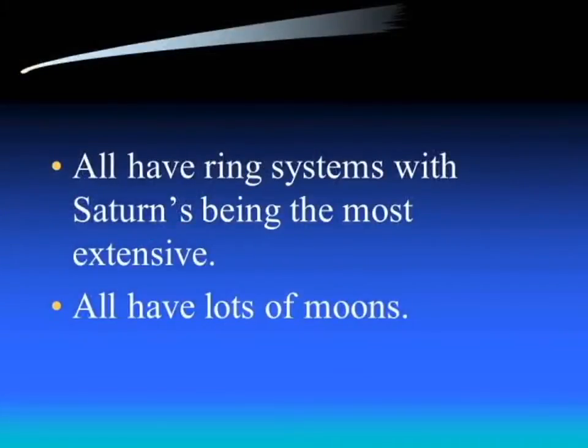All of the gas giants do have ring systems. And that was something that was very surprising, and we didn't learn until we actually got out and visited Jupiter, Uranus, and Neptune, that they had a ring system exactly like what Saturn has. However, Saturn's is much, much larger, and Saturn's ring system is certainly visible from the Earth.